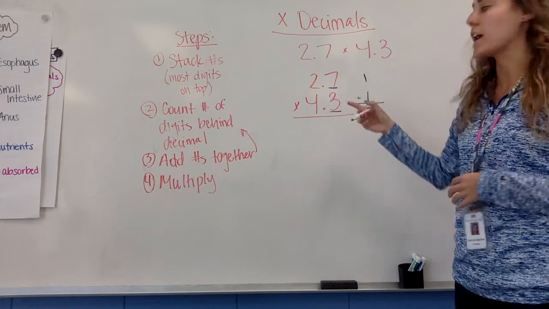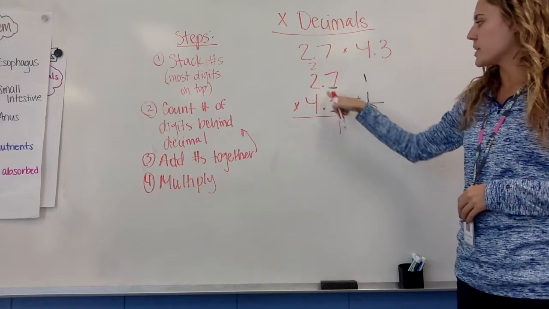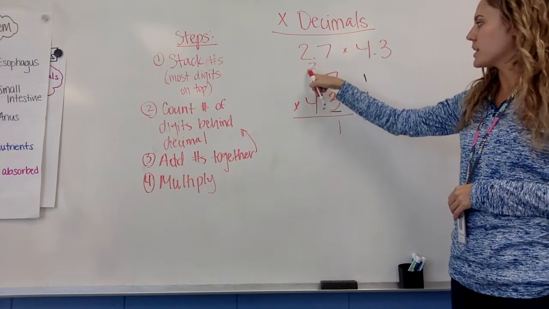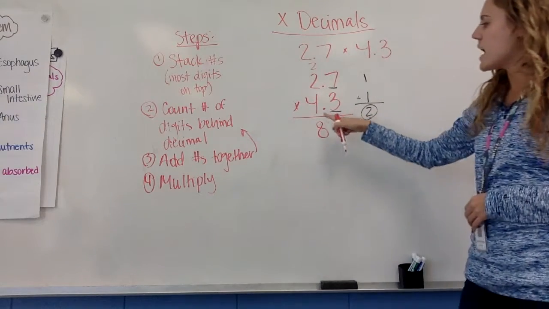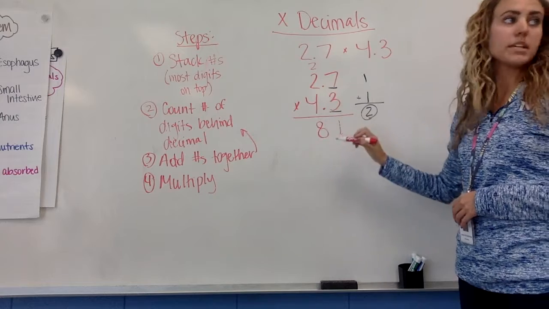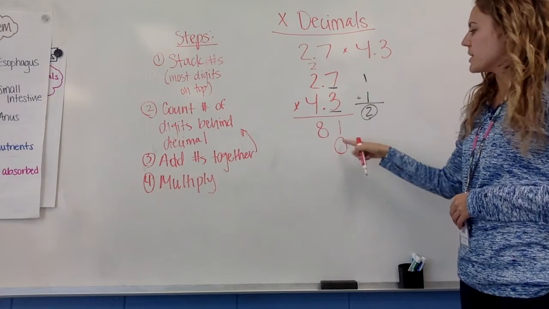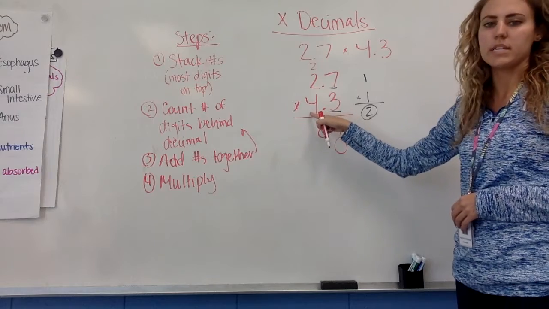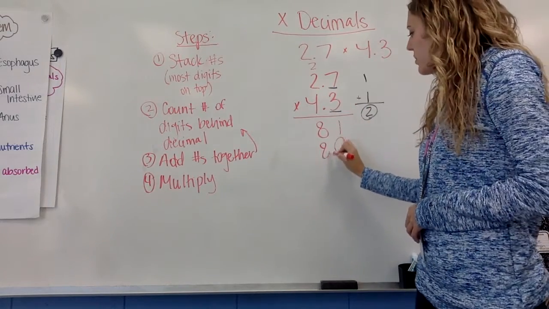So I'm going to use standard algorithm. 3 times 7 is 21. 3 times 2 is 6, plus that 2 I carried is 8. Now I'm moving over to my tens place value. So I need to remember to fill in my 0 because it's holding the place value since I'm in the tens place. 4 times 7 is 28, so I'm going to put my 8 down.